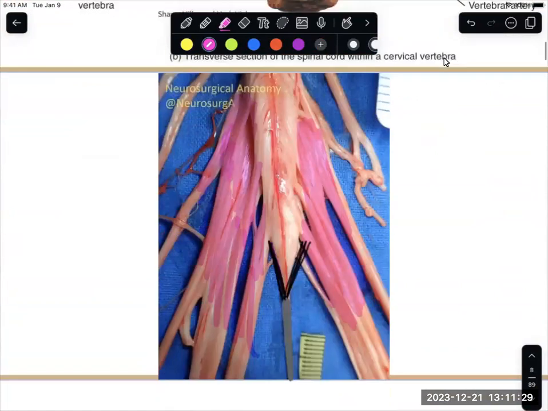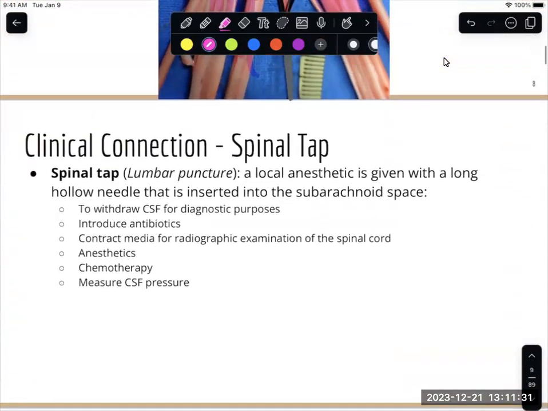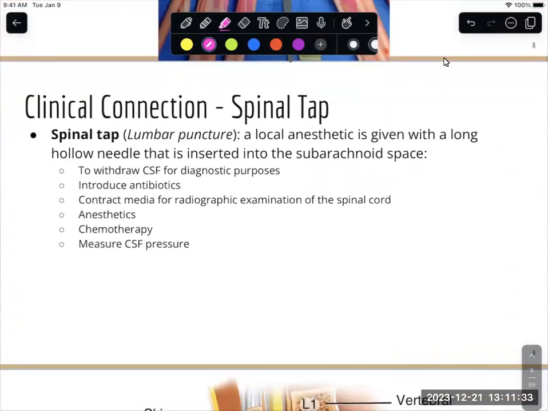I was looking for a drawing for it, but we've got some later on in this PowerPoint, and we'll get to see it in lab.